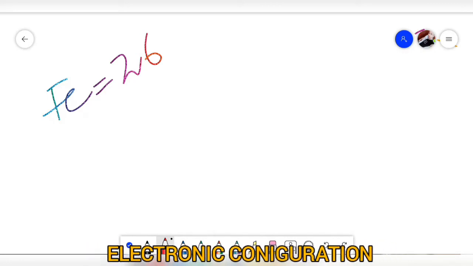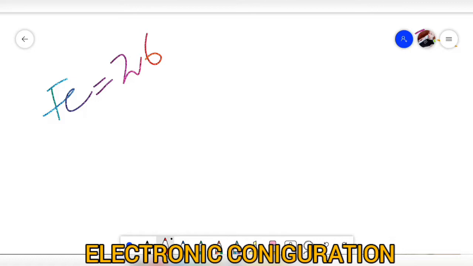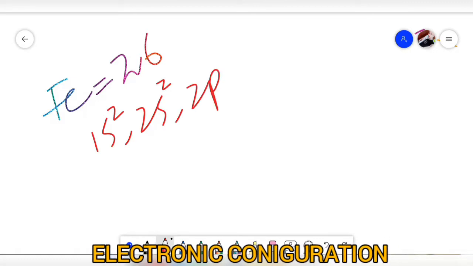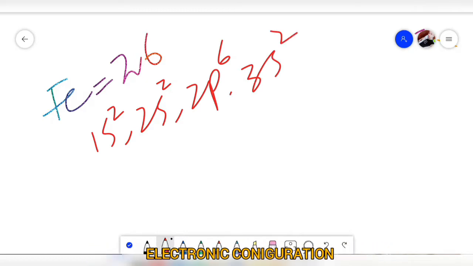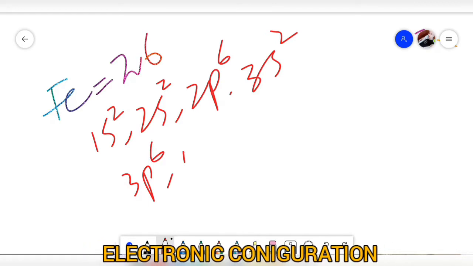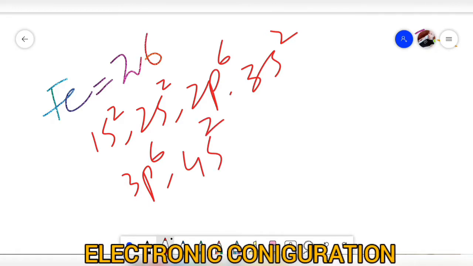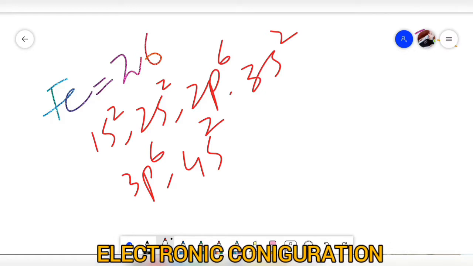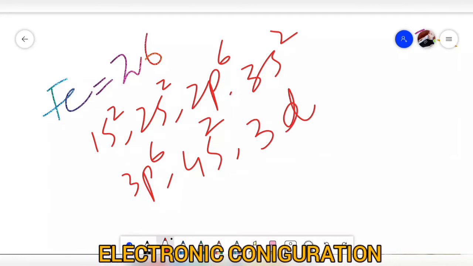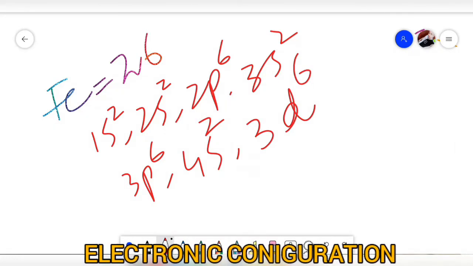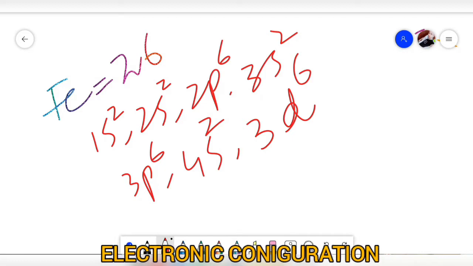Now how to configure this? It is 1s2, 2s2, 2p6, 3s2, 3p6, 4s2. How many are left? Count. 2 plus 2 plus 6, 10, 12, 18, 20, and 6 electrons are left. So 3d6. This is the configuration of iron.